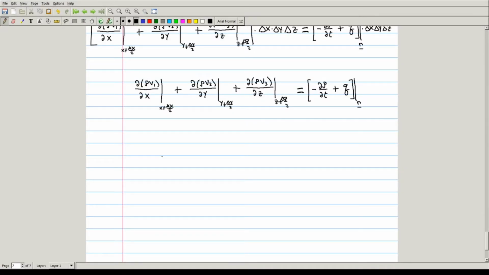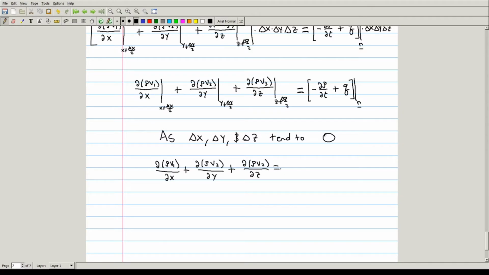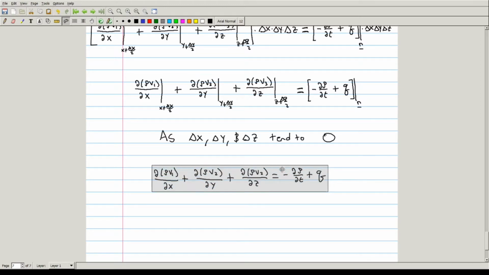And so as delta x, delta y, and delta z tend to 0, what we get is the following equation that has to be satisfied, and this is something that has to be satisfied at the point R.